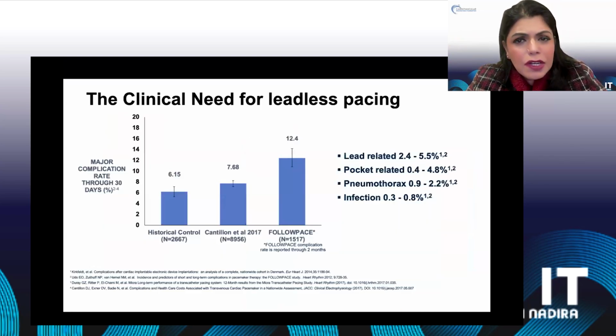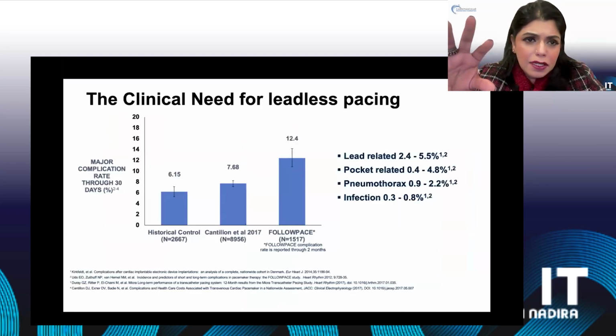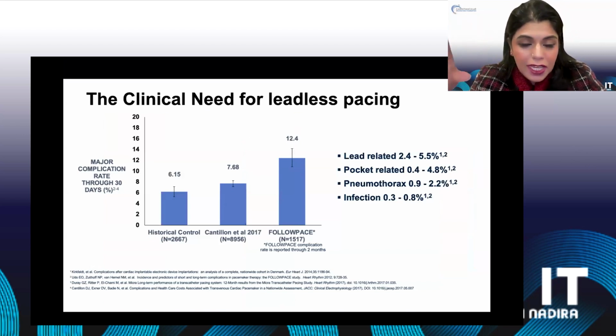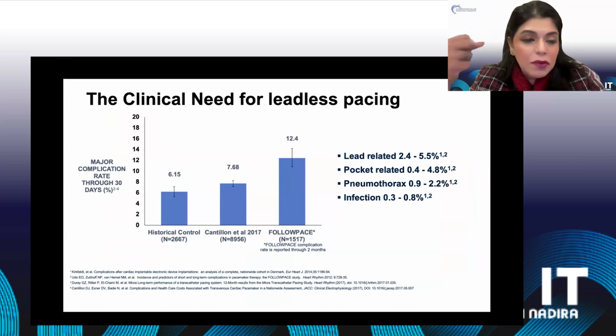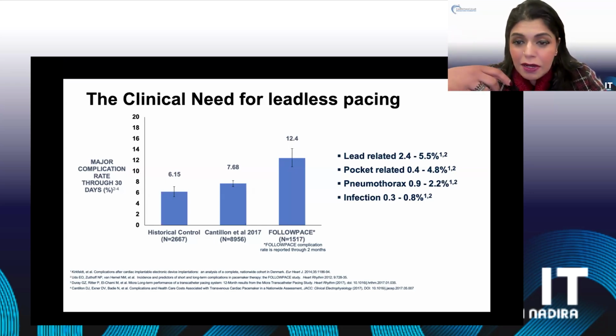And when we look at where the clinical need for leadless pacing comes in, if you look at complication rates, I don't think most EPs quote these kinds of complication rates when we put in a transvenous device. You look at the registries: lead-related complications are as high as 5%, pocket-related is about 5%, small risk of pneumothorax, and infection risk is about 0.8 to 1%.